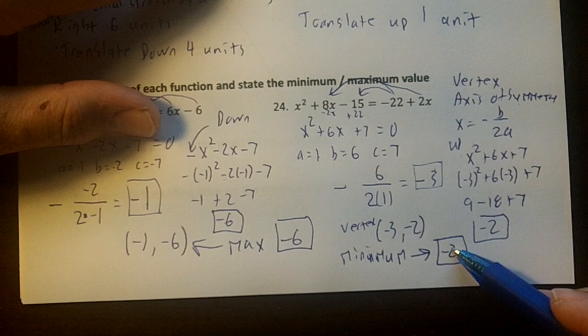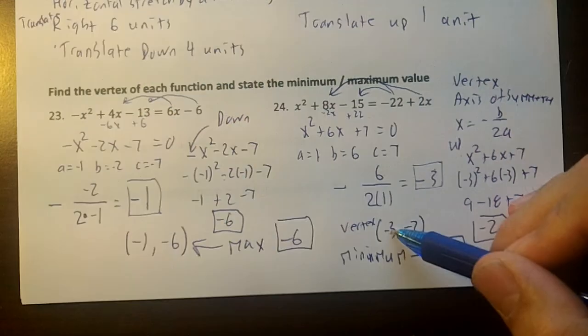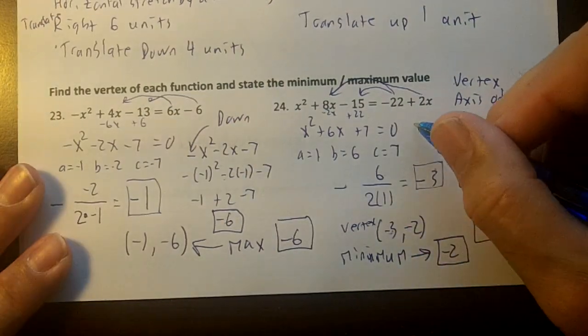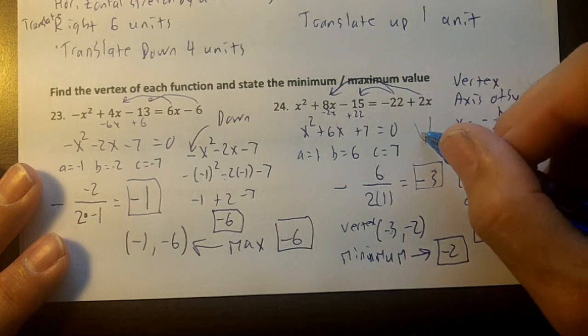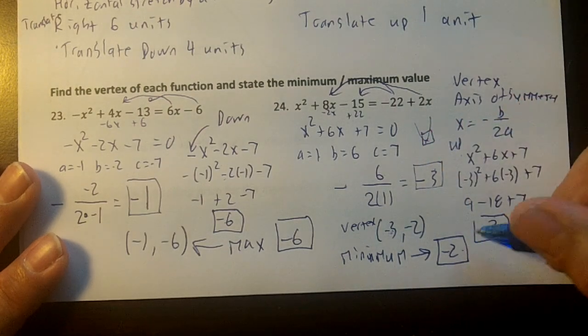Okay, so this right here is your minimum value. This is your axis of symmetry. Since it opens up, it's going to look like that. My vertex will be the minimum value, which is negative 2.